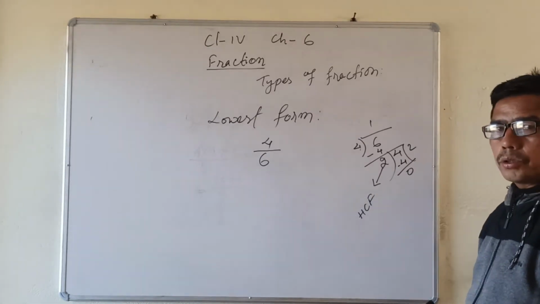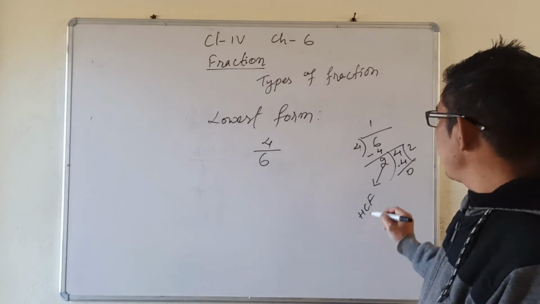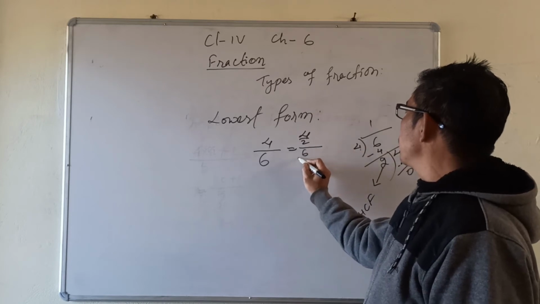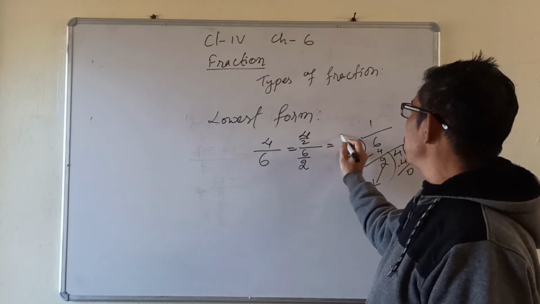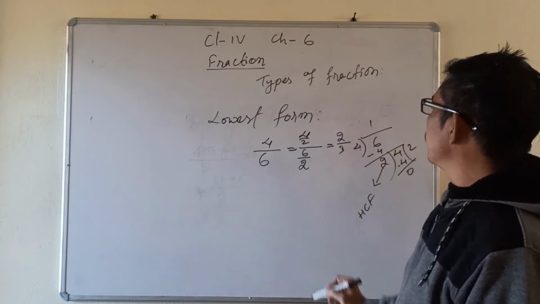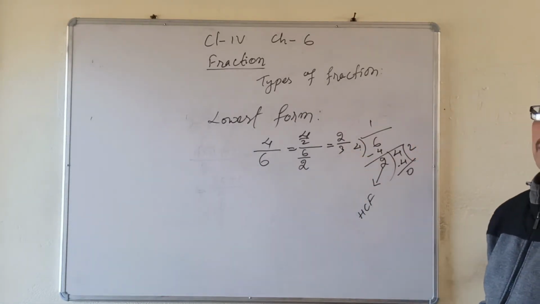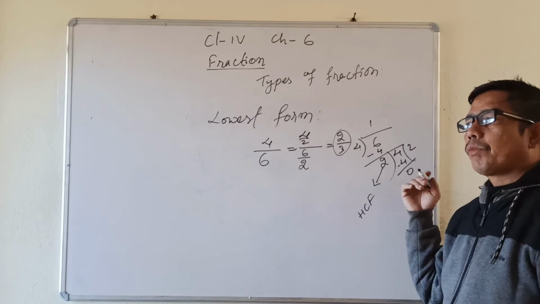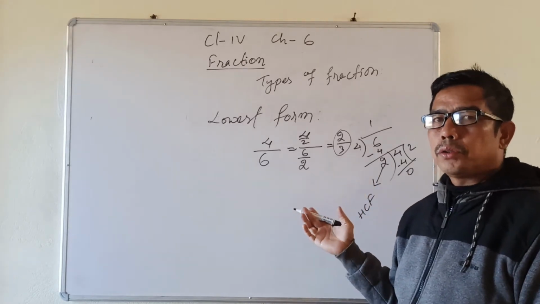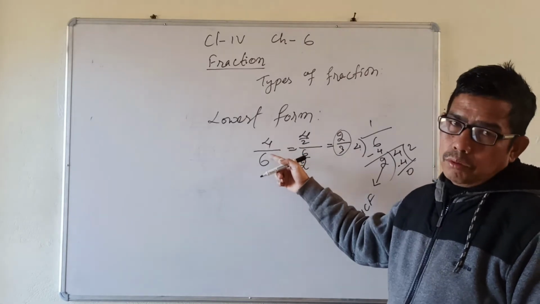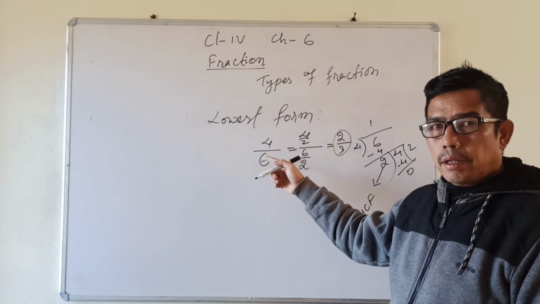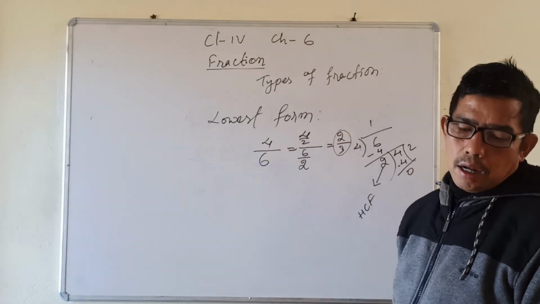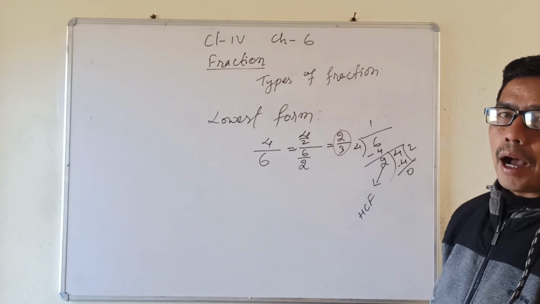So you should divide both the numerator and denominator by the HCF. So 4 divided by 2 and 6 divided by 2. 4 by 2 is 2. 6 by 2 is 3. Now 2 and 3 have only 1 as a common factor. So this is in the lowest form. So to change a fraction into the lowest form, you should take the HCF of the two numbers, that is numerator and denominator, then divide both the numerator and denominator by their HCF. And what you got at the end is the fraction in the lowest form of the given fraction.